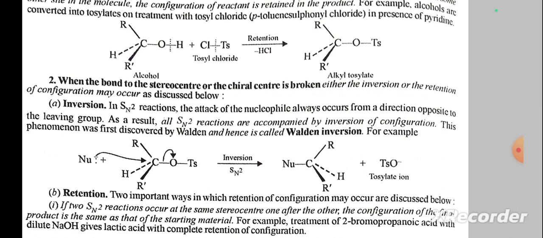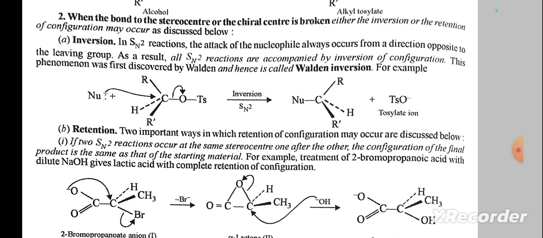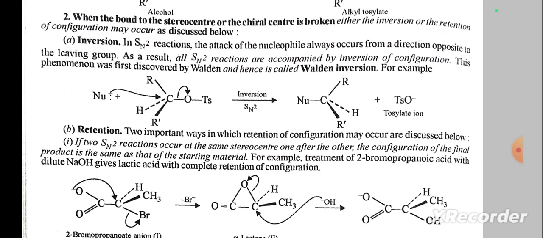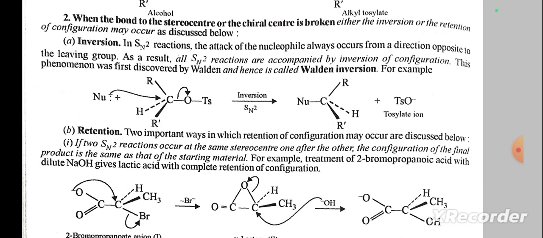In an SN2 reaction, the attack of the nucleophile always occurs from the direction opposite to the leaving group. As a result, all SN2 reactions are accompanied by inversion of configuration. This phenomenon was discovered by Walden and hence is called Walden inversion.